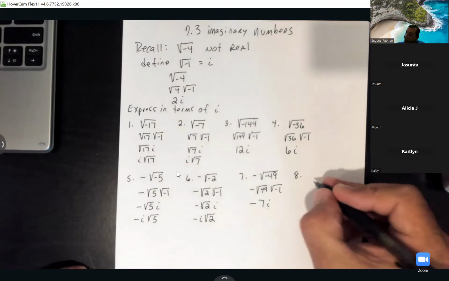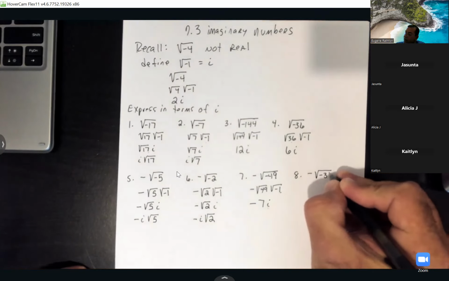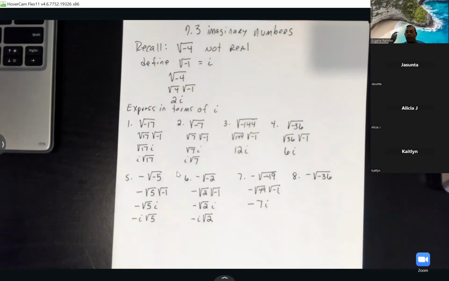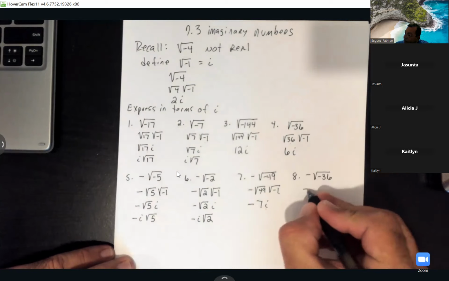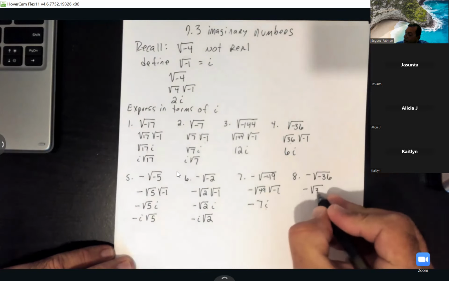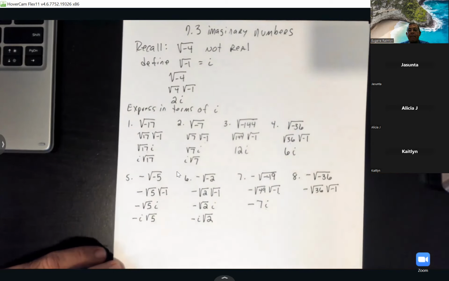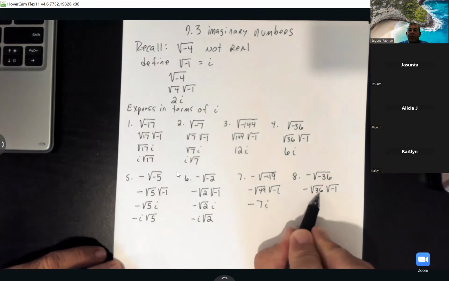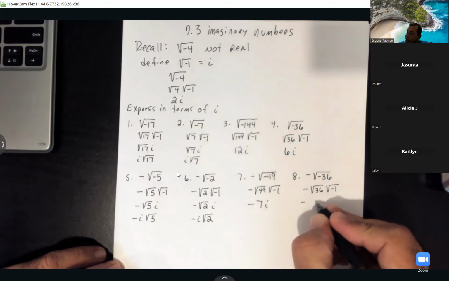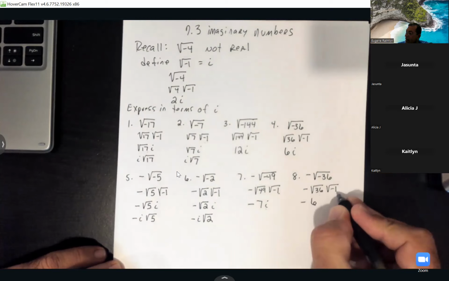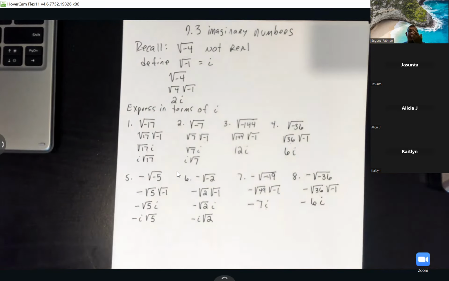All right, y'all, number 8 was the same thing, a negative square root of negative 36. Once again, I'll bring that negative down. I'll rewrite this as 36 and then negative 1. So remember, 36 is a perfect square, so I'm going to bring down that negative. Square root of 36 is 6, and then replace that square root of negative 1 with the i.